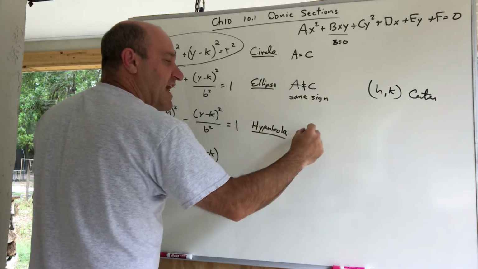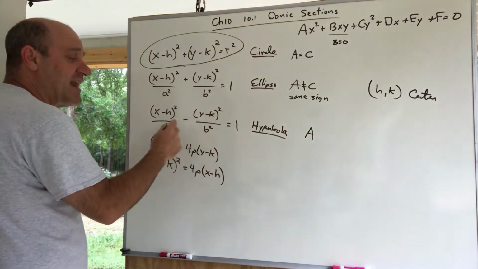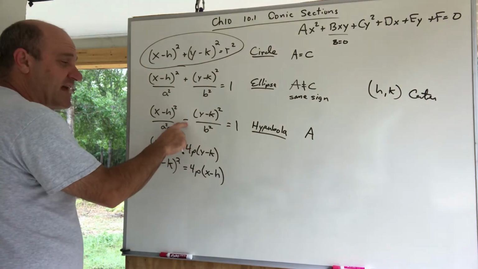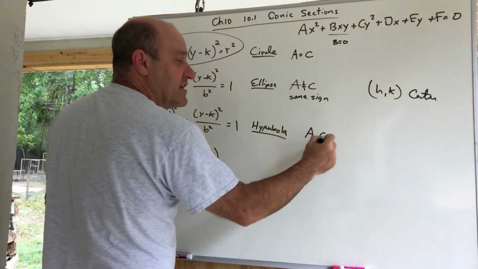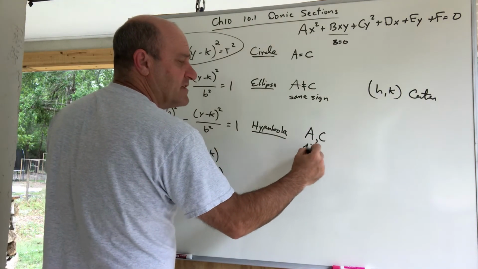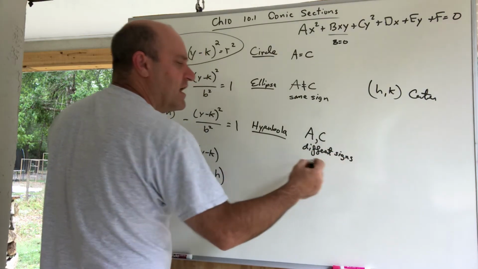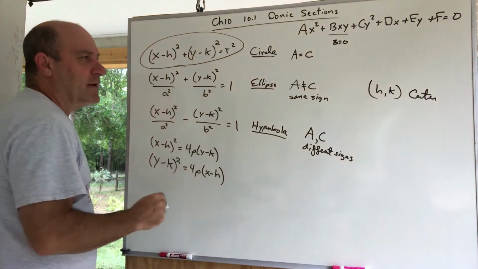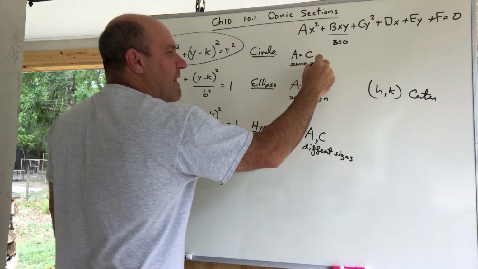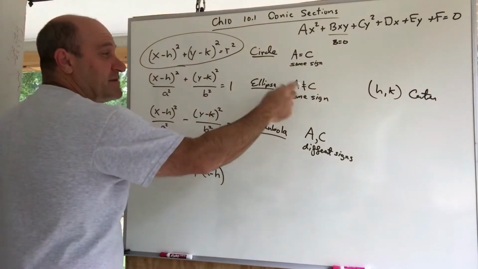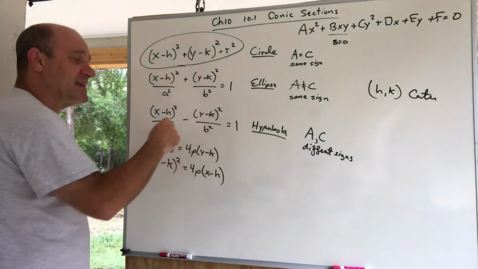Actually, the a could equal c or the a could not equal c. What's crucial is that one of them's minus and one of them's plus. So a and c are different signs. One's positive, one's negative. If they're different signs, then it's a hyperbola. So a equals c, they're the same sign. a does not equal c, they're the same sign. That's a circle, an ellipse. a and c are different signs, that's a hyperbola.